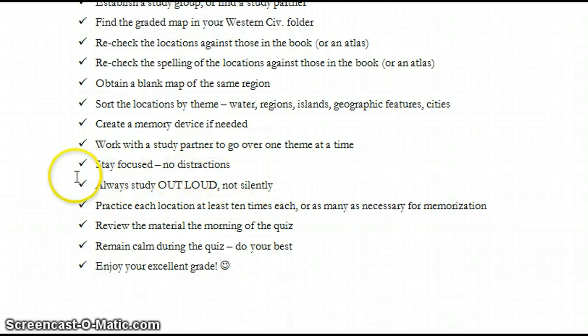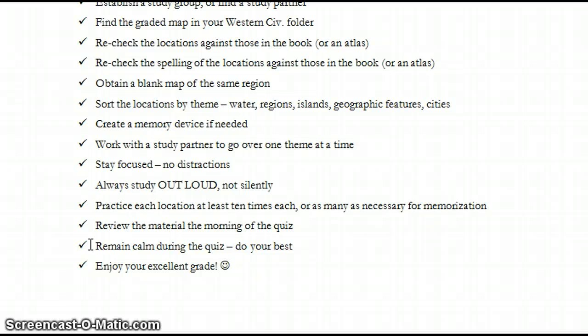Again, study out loud. Even if you are alone, your brain will more readily be able to access this information than if you had just read it, even read it multiple times. Practice each location 10 times or as many as necessary for memorization. Again, review the material the morning of the quiz.